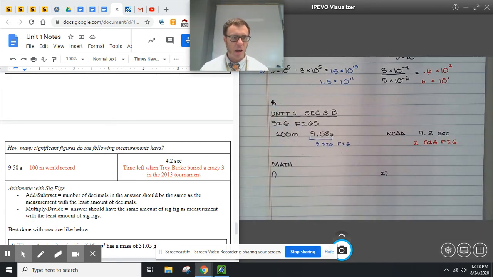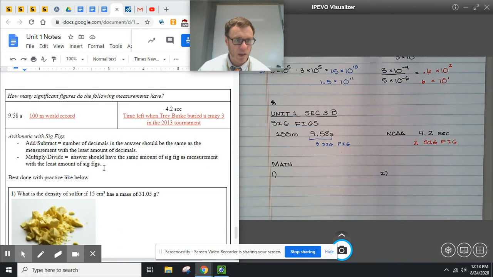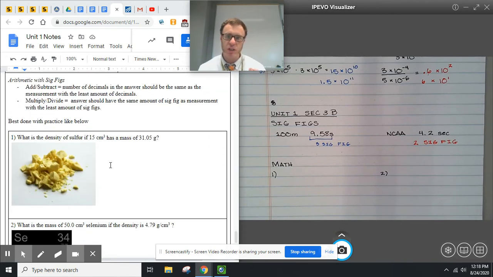And now we have to talk about arithmetic. If we're adding and subtracting, we just take the smallest number of decimal places. If we're multiplying and dividing, we take the smallest number of sig figs. We're going to be doing mostly division and multiplication, so addition and subtraction, I'm not going to harp on.